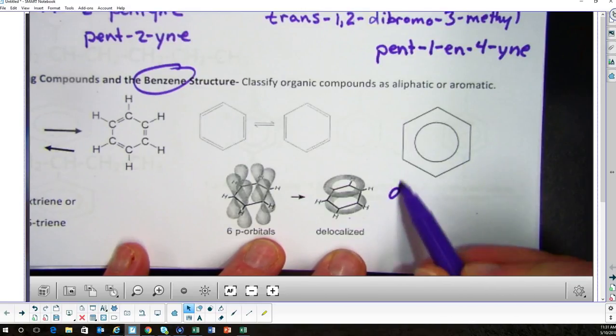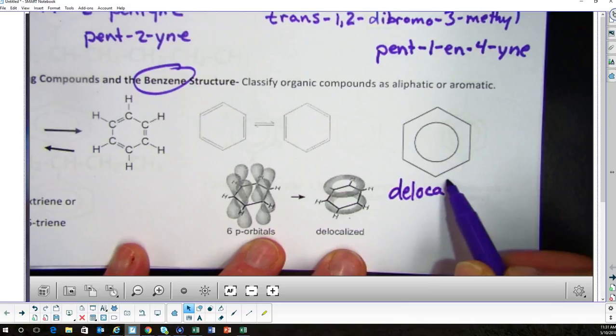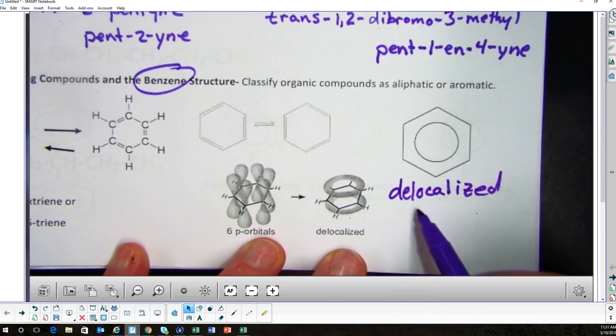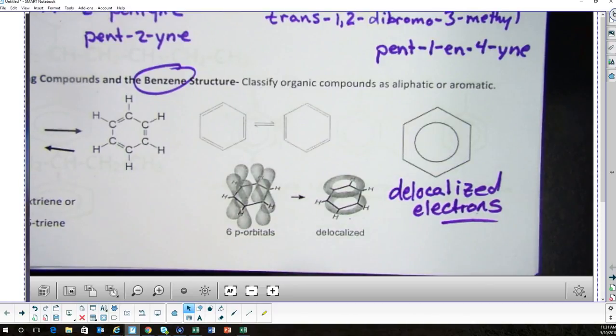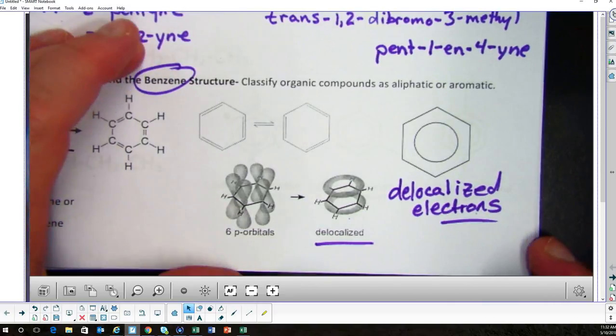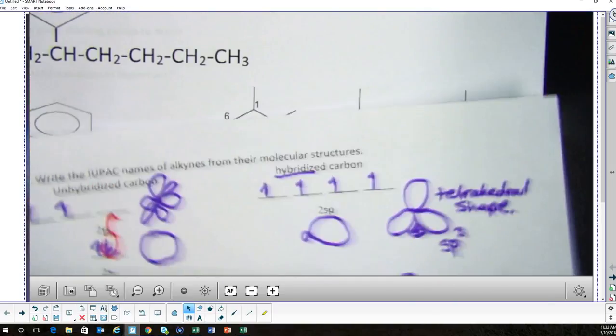It's what we call delocalized electrons. So when it says delocalized here, it's talking about the electrons. It's not talking about the bonds. Okay? All right, going on.